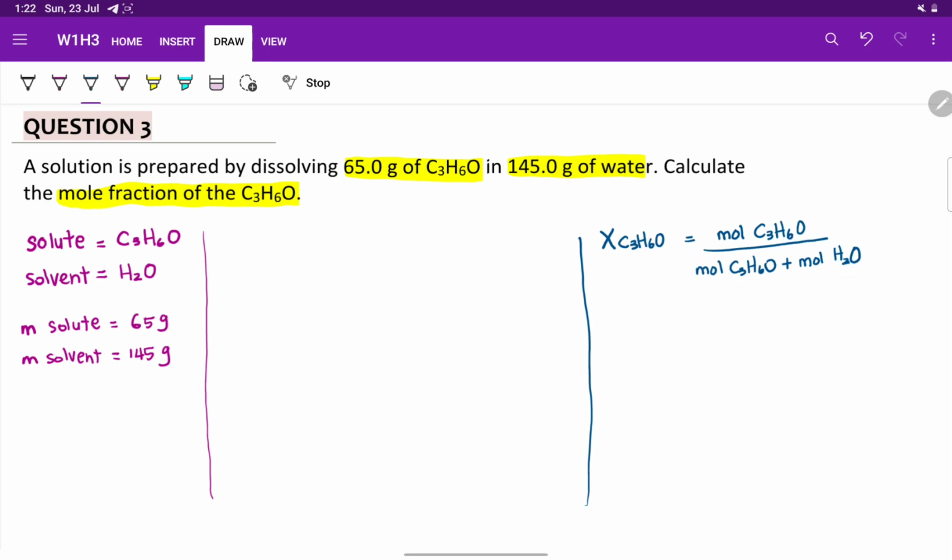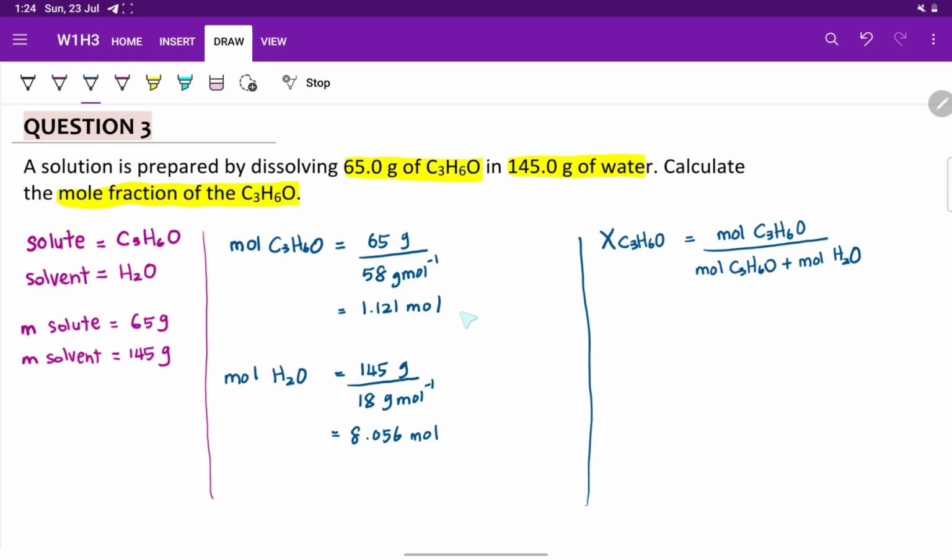So, our total mole here is our solute plus solvent. So, mole of C3H6O plus mole of H2O. For us to use this equation, we need to find the number of moles of our compound C3H6O, the solute, and also the mole of water. So, we find them in this part.